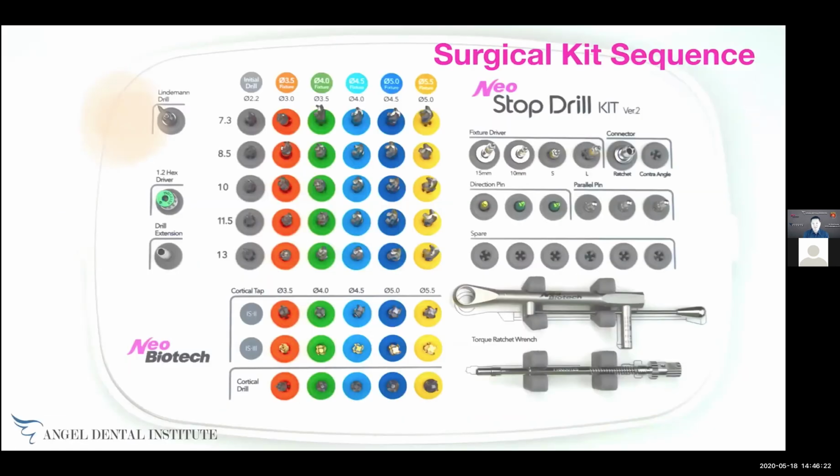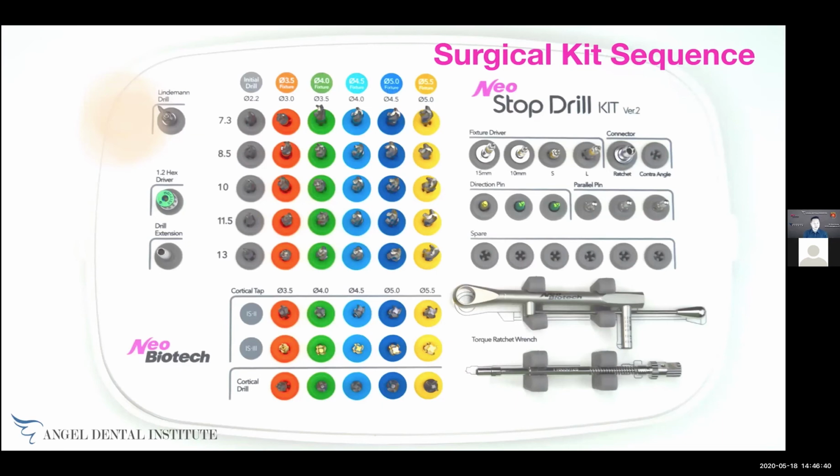So that's that. Let's look at this. If you look at this surgical kit, okay, we're gonna go through step by step how this progresses. So this is, like I said, like a book. You go from the upper left, go across and down, okay?